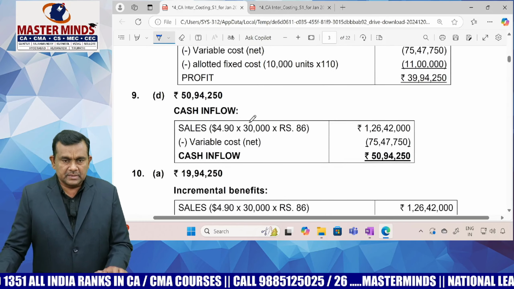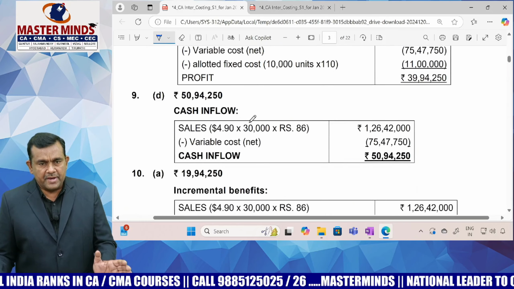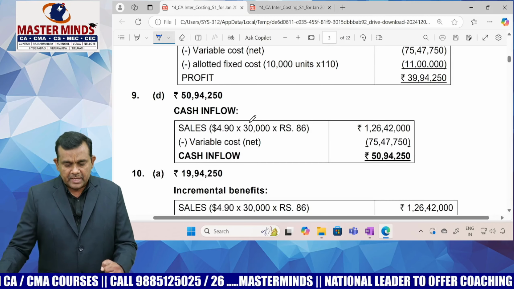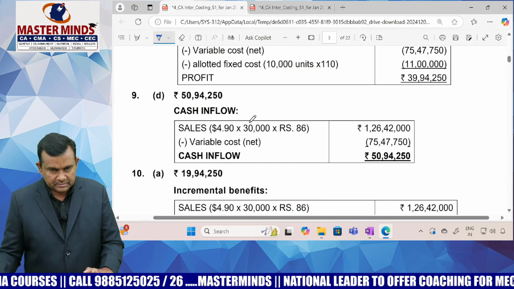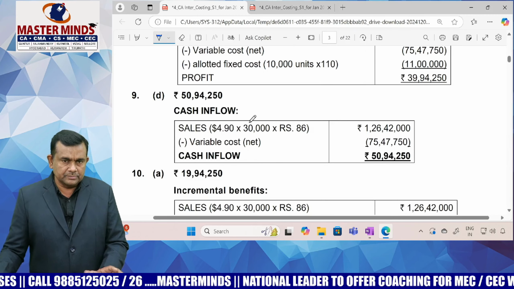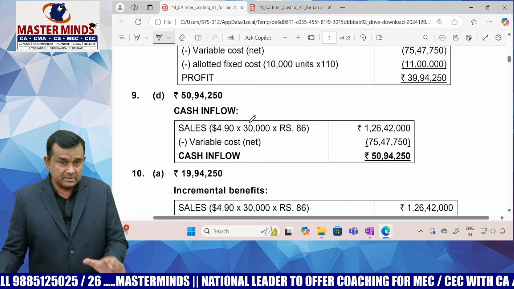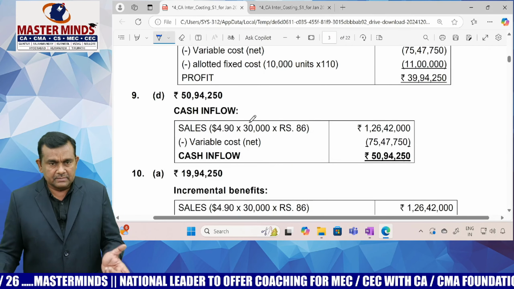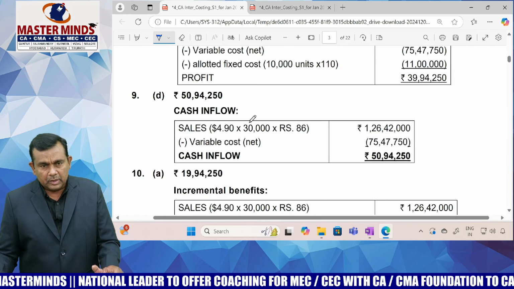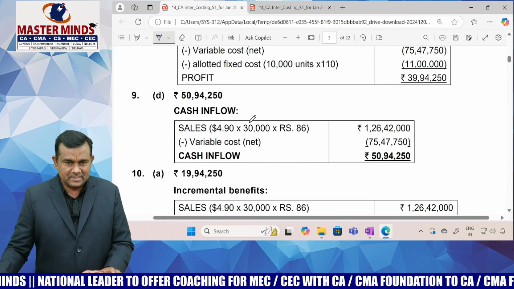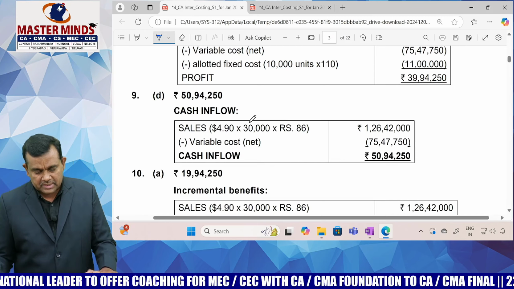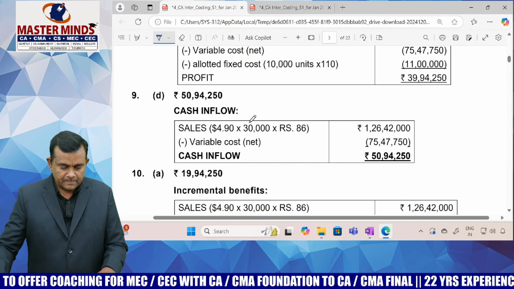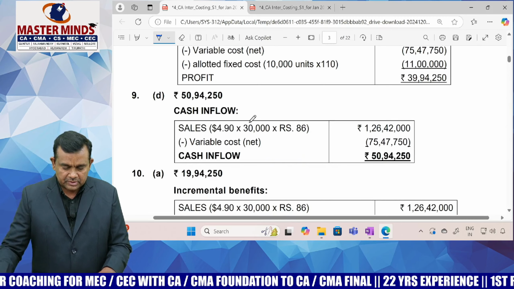Next, what is the net cash inflow from the export order? Cash inflow means sales less variable cost. Sales volume is 30,000 units into $4.90 selling price. First calculate sales revenue in dollars, then multiply by the dollar rate of 86 rupees to get total sales revenue in rupees, less variable cost, and we get the cash inflow. The answer is 50 lakhs 94,250 rupees, sir.